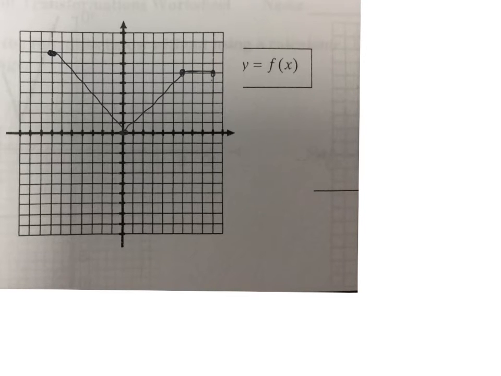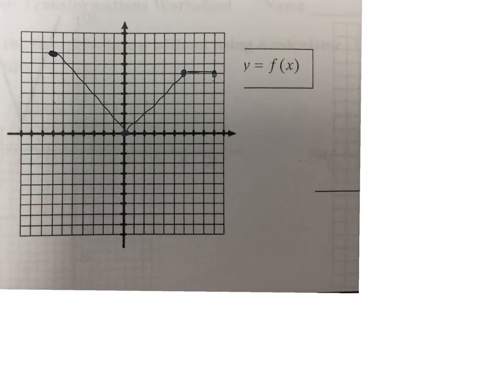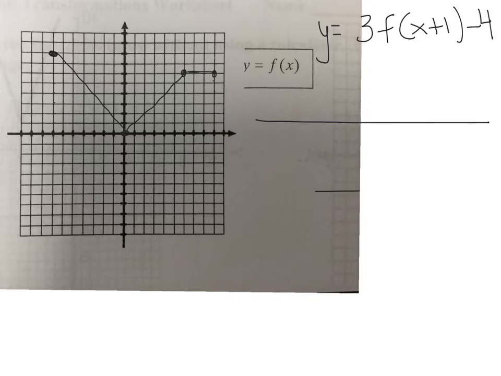Okay, so I drew my original in, and I want to write down the equation really quick. What they want me to do in this problem is y equals 3f of x plus 1 minus 4. So my recommendation is that we are actually going to draw a table. And so I'm just going to draw my little table, with x's and y's.